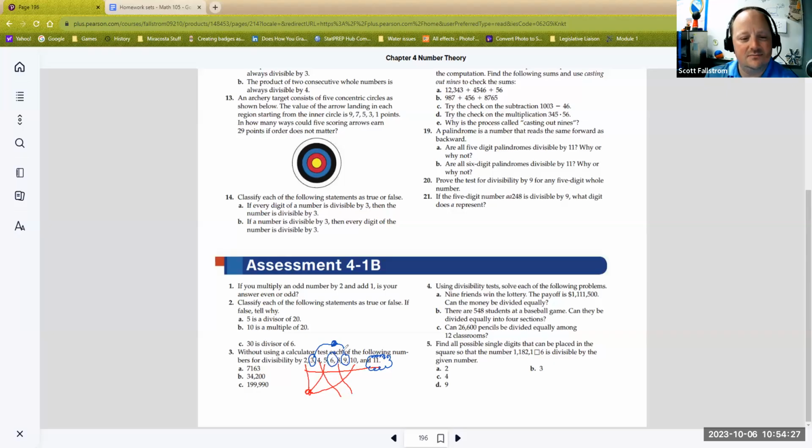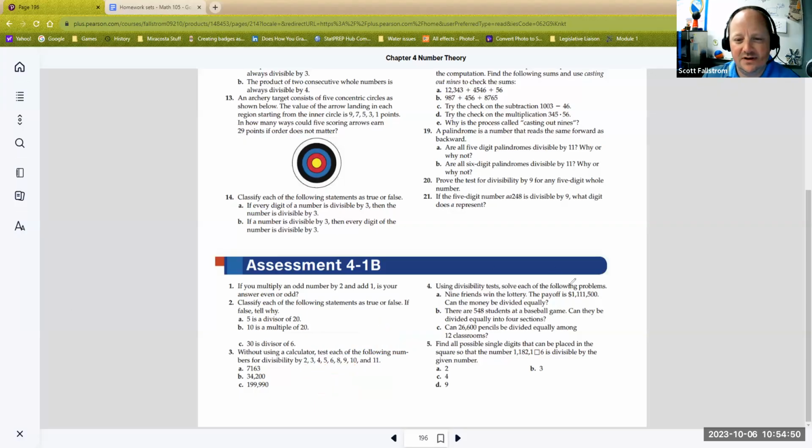But then 6. 6 is fantastic because you don't need a new rule to test for 6, because 6 is equal to 2 times 3. So if 2 works and 3 works, and because they are what we call relatively prime, they have no factors in common, then it's guaranteed to be divisible by 6 as well. So yeah, it's just asking you to check a few of those.